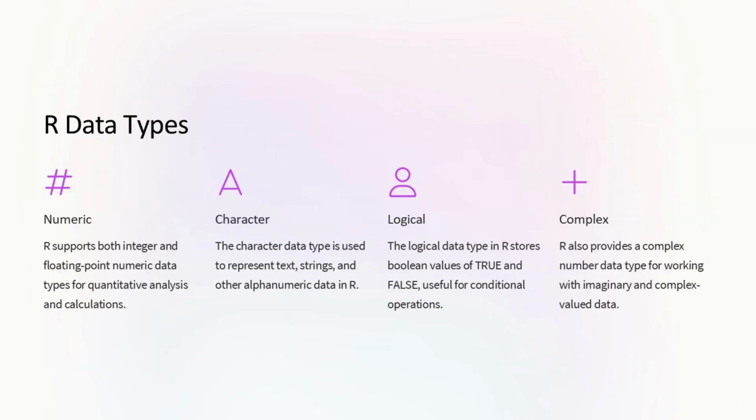R has several fundamental data types that are essential for data analysis and programming. The numeric data type allows for both integer and floating point values, enabling quantitative calculations and analysis. The character data type is used to represent text, strings, and other alphanumeric information. The logical data type stores Boolean values of true and false, which are useful for conditional operations and logical reasoning.